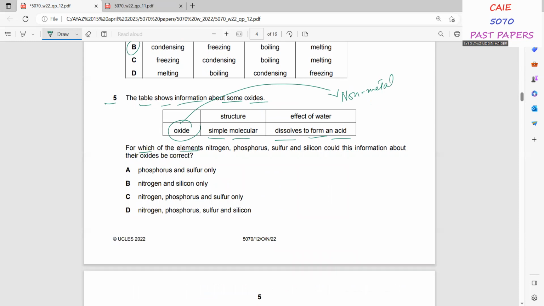For which of the elements, nitrogen, phosphorus, sulfur, and silicon, could this information about their oxides be correct? Now, nitrogen, phosphorus, sulfur, their oxides have simple molecular structure, but silicon oxide, that is SiO2, has giant structure.